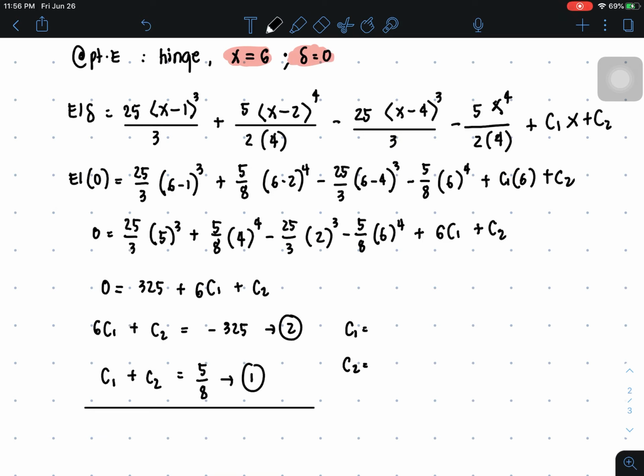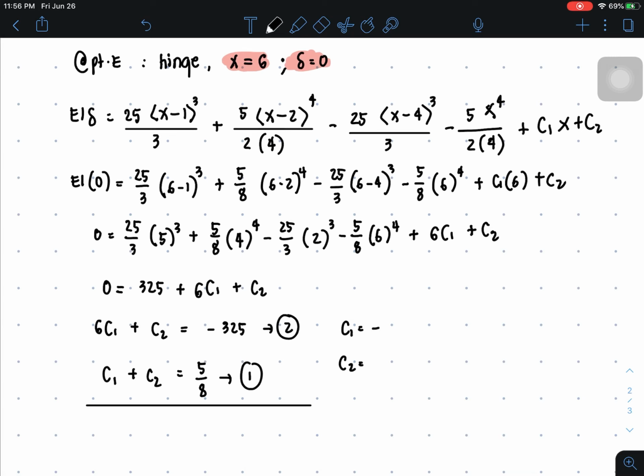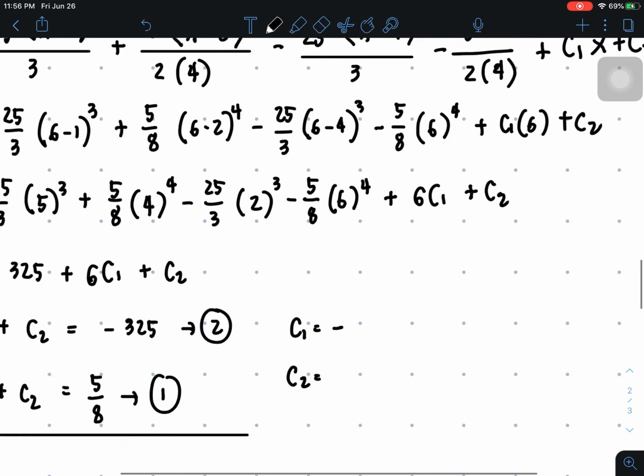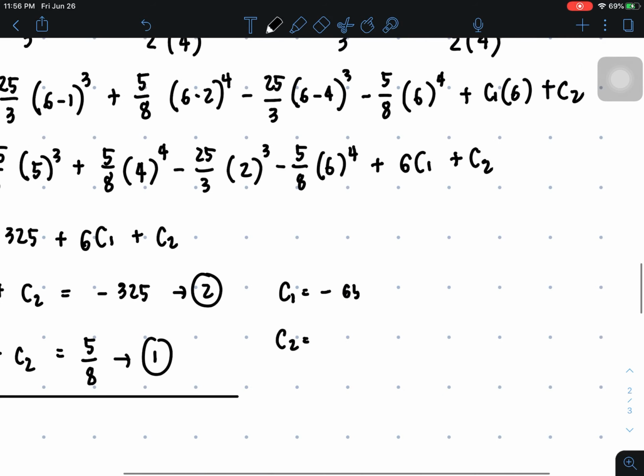So it's going to be 6, the second equation, 6C1, then C2 is 1, then negative 325, and then 1, and then 1, and then 5 over 8. So this is negative 65.125, and then the other one is 65.75.